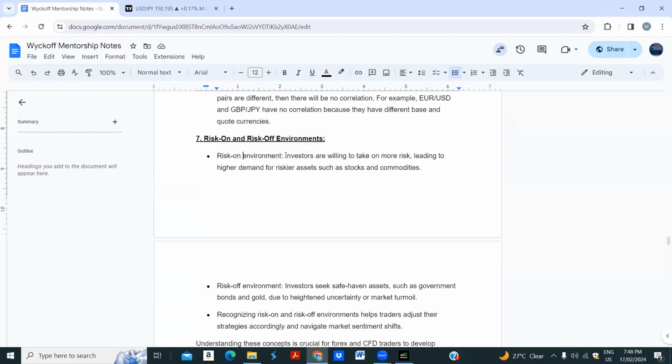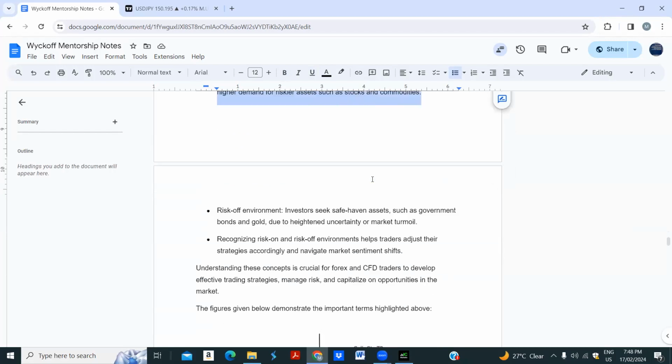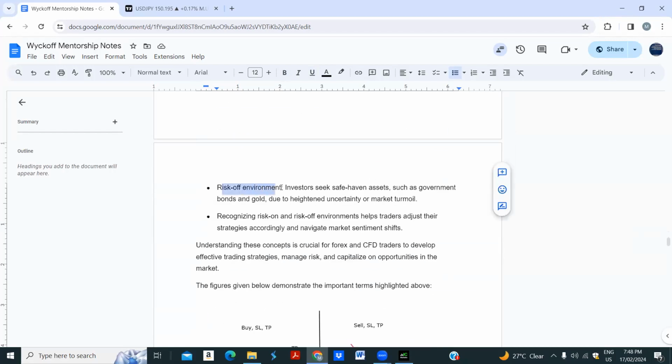In the risk on environment, investors are willing to take more risk, leading to higher demand for riskier assets such as stocks and commodities. In the risk off environment, investors seek safe haven assets such as government bonds and gold, due to heightened uncertainty or market turmoil. Okay, recognizing risk on and risk off environments helps traders to adjust their strategies accordingly and navigate market sentiment shifts.